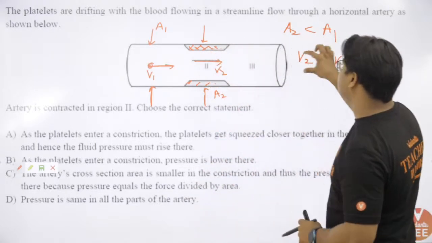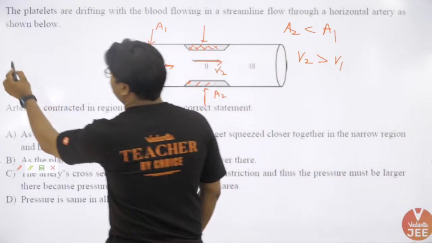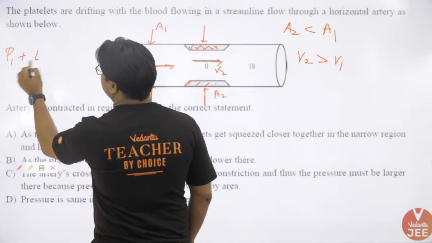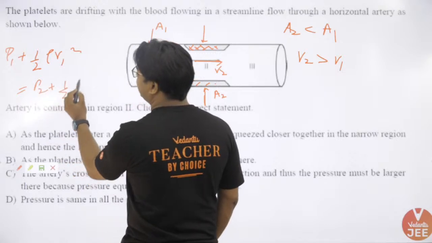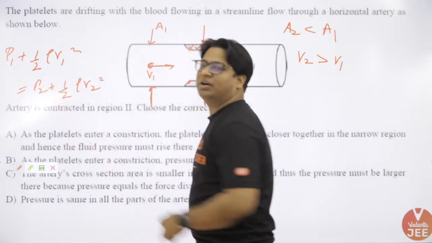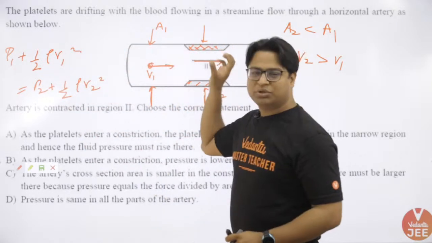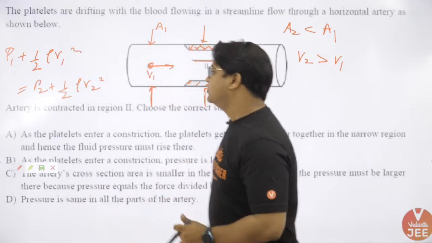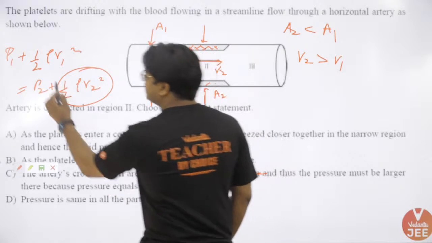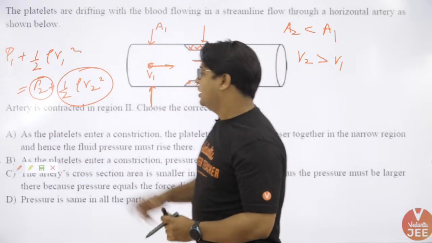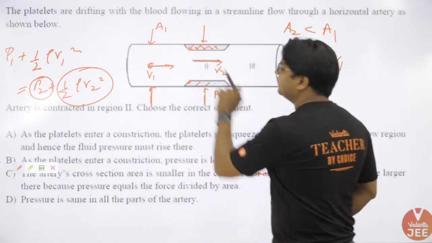Now because of this difference in speed, there will be a difference in pressure also. We write the Bernoulli equation as P1 plus half rho V1 square is equal to P2 plus half rho V2 square. The term related to height has been omitted here because it's a horizontal tube, so both points have the same height and it gets cancelled out. This tells us that where speed is higher, this is a larger number, so this pressure has to be a smaller number compared to P1, so that their sum can become equal. So the pressure here will be low.